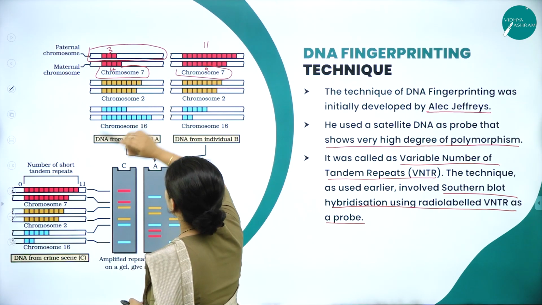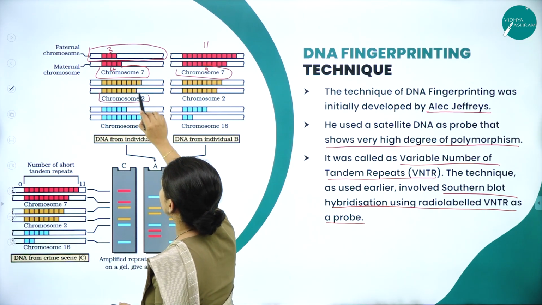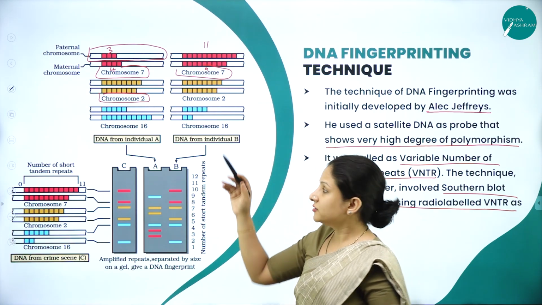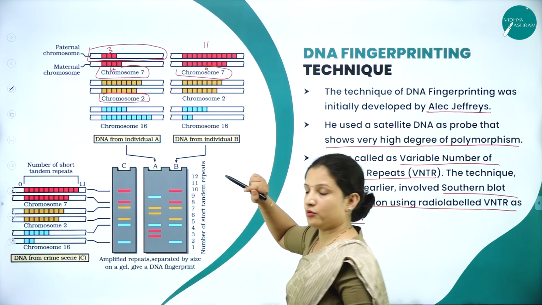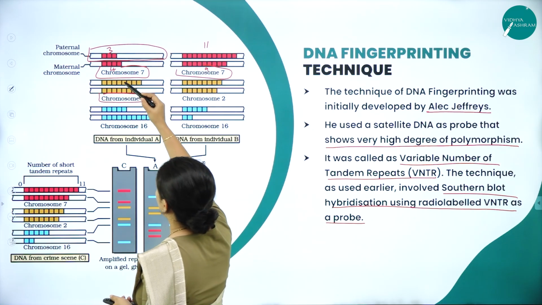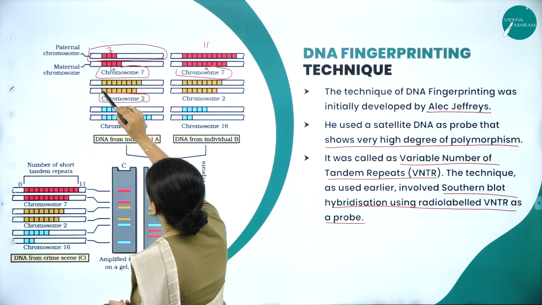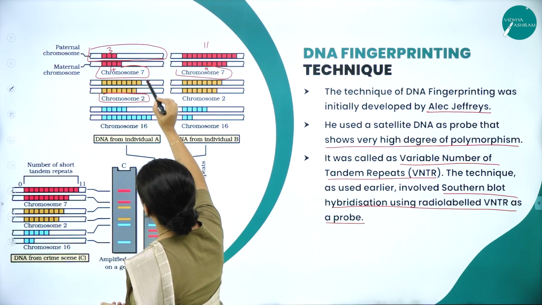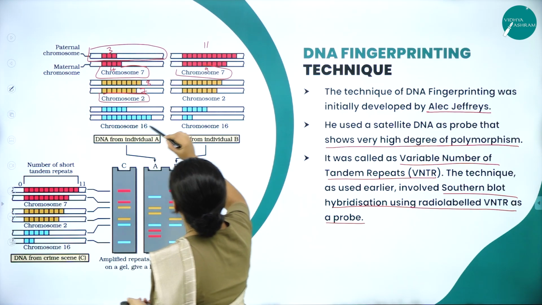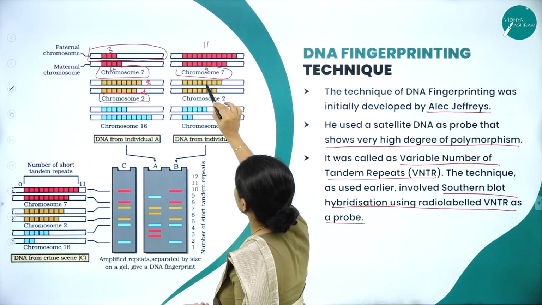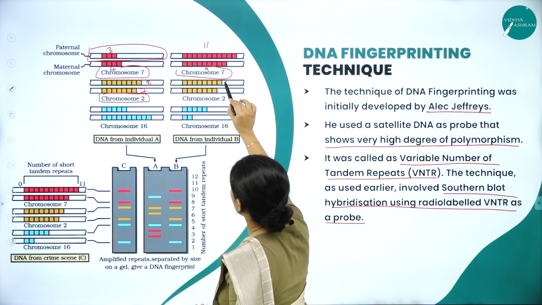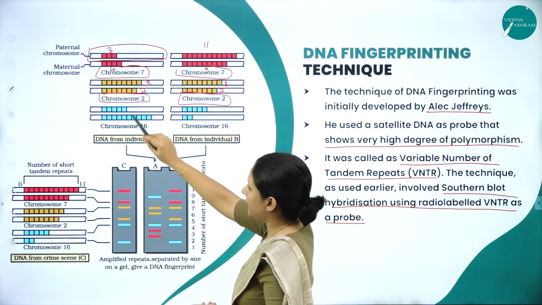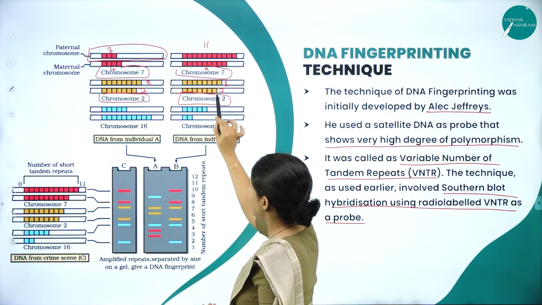Then they checked chromosome 2, because a cell inside the nucleus will have 46 chromosomes. So they checked the second chromosome. In the second chromosome, they found 1, 2, 3, 4, 5, 6, 7, 8. Here it is 8 and here it is 7. Again here 1, 2, 3, 4, 5, 6, 7, 8, and it is 7, in chromosome 2 of individual A and individual B.